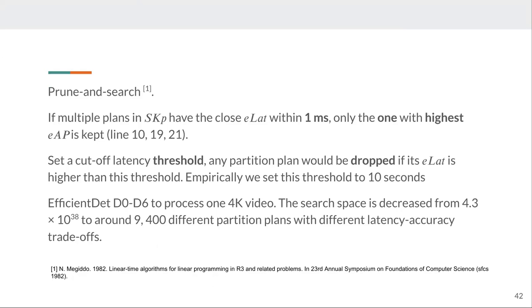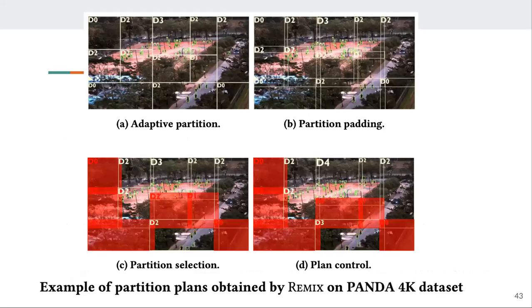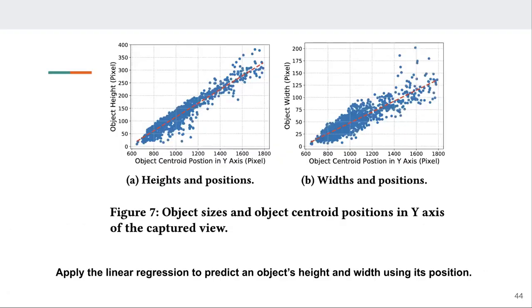And efficiently that is D0 to D6 to process one 4K video. The search space is decreased from 4.3 multiplied by 10 to the power of 38 to around 9,000 different partition plans with different latency-accuracy trade-offs. And these are the examples on the Remix 4K dataset. They also analyzed the relation between the height and the centroid position in Y, and the width. What this means is that we can predict an object's height and width just based on the pixel location.